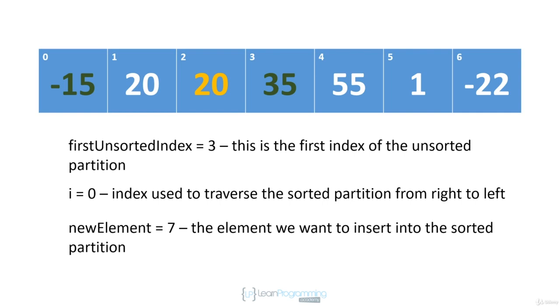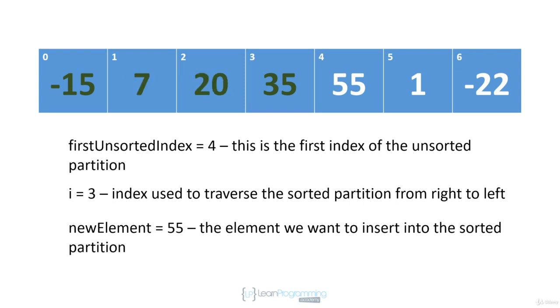Remember, we're working within the sorted partition. So if there was anything to the left of minus 15, all those values would be less than minus 15. So there's no need to keep traversing the sorted partition. The moment we hit an element that's less than or equal to the one we're trying to insert, we've found the correct insertion position. And so we're going to insert 7 into position 1, and we have completed another iteration. We've grown the sorted partition by 1, and all of the elements in the sorted partition are sorted.